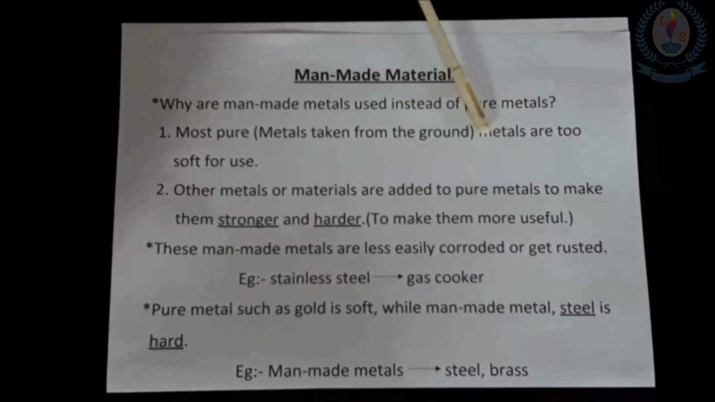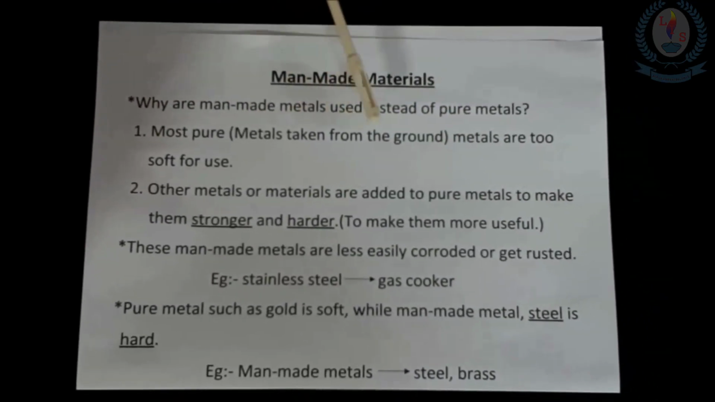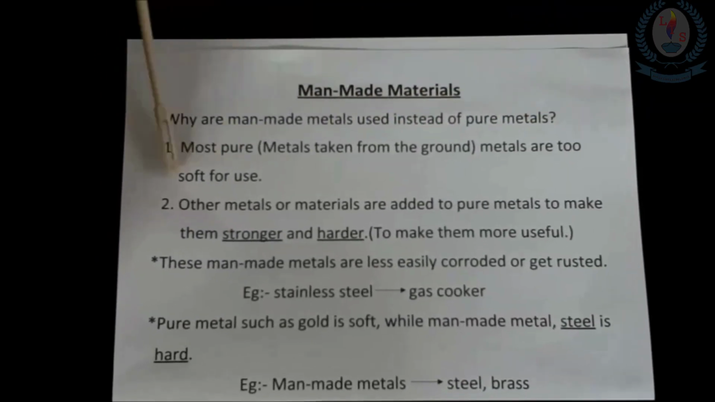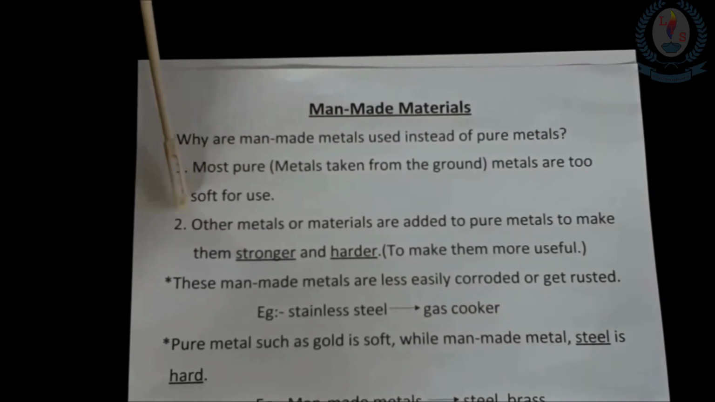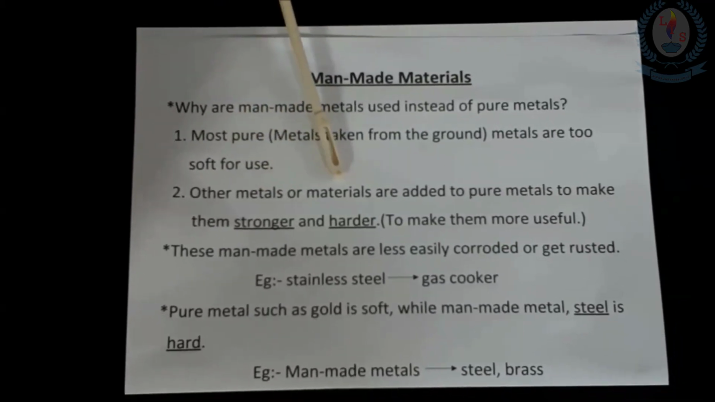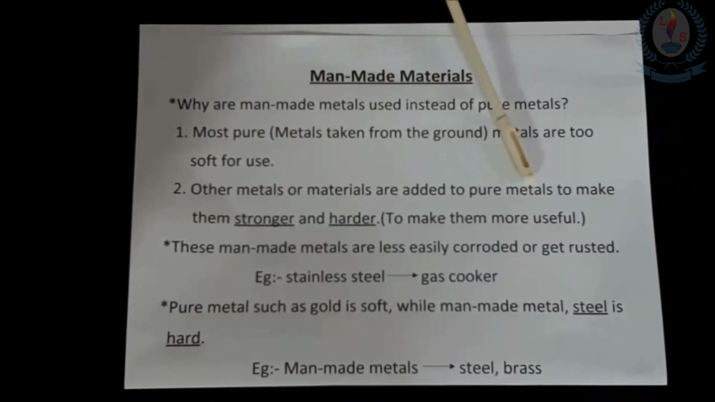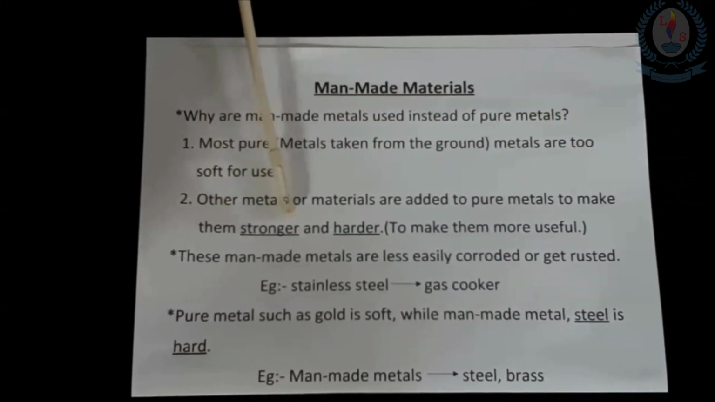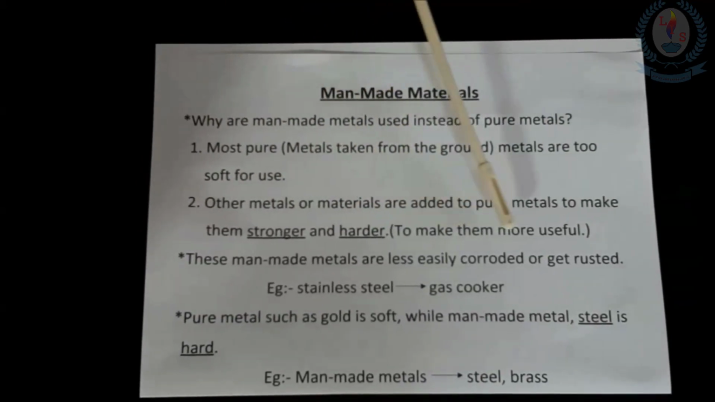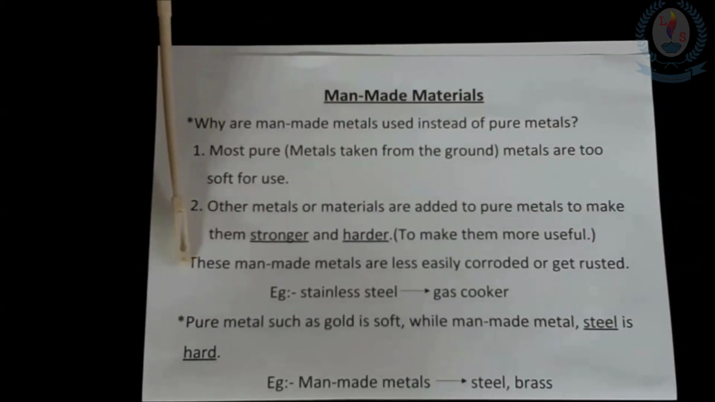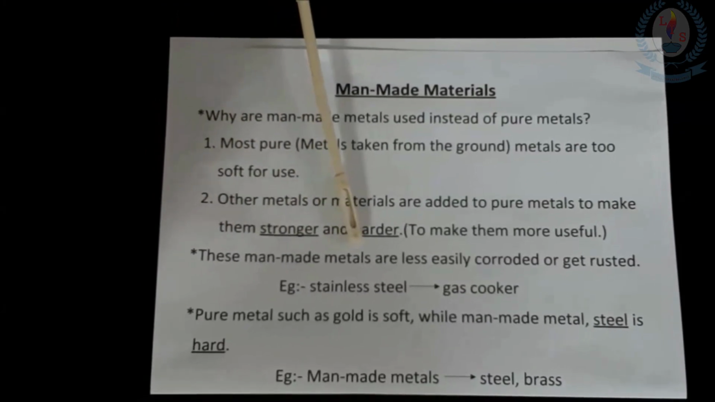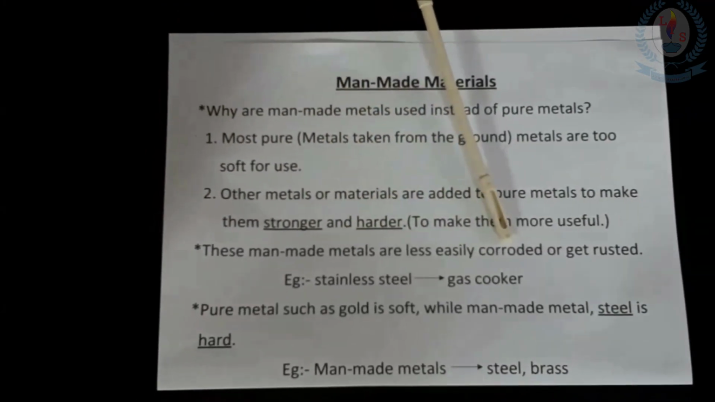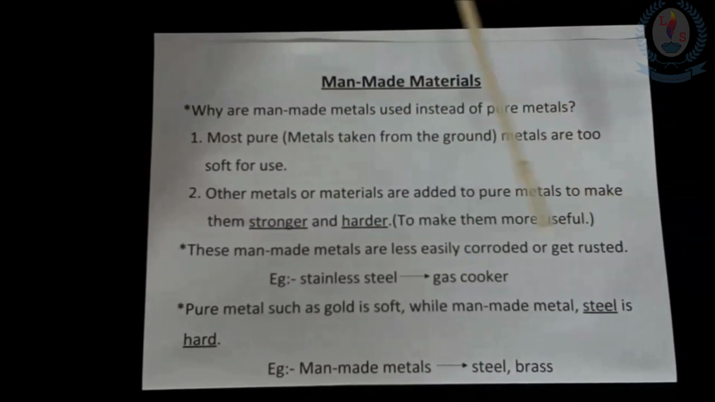Most pure metals, that means metals taken from the ground, are too soft for use. Other metals or materials are added to pure metals to make them stronger and harder, to make them more useful. These man-made metals are less easily corroded or rusted.